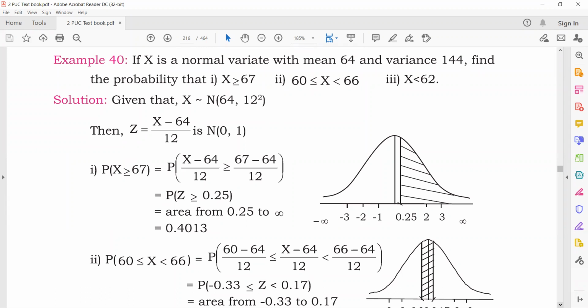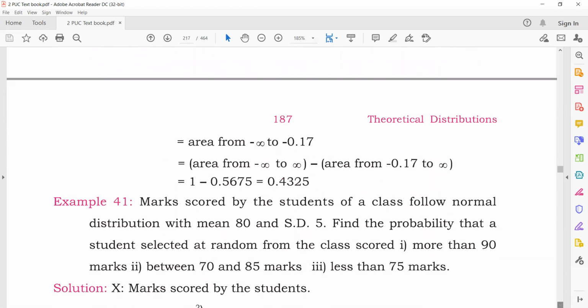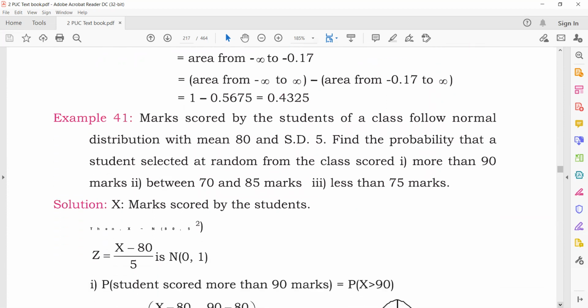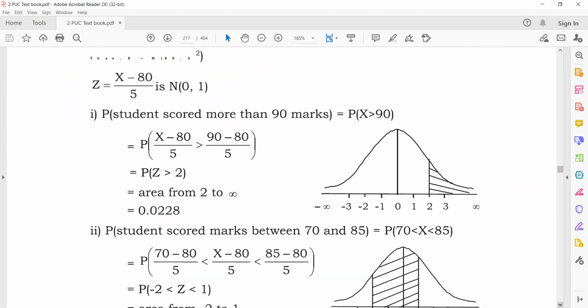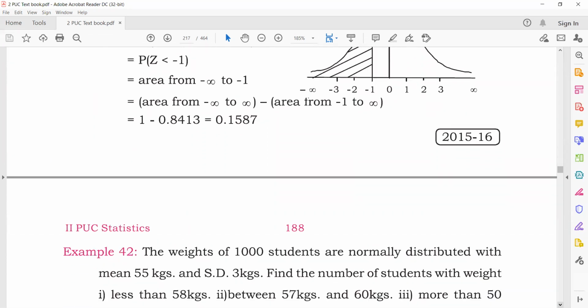So I'll end the session here. If you have any doubts regarding this normal and standard normal distribution, you can ask me. There are a set of numerical problems. As I said, numerical problems are not required for you. Just look into the theoretical aspects, what a distribution is.